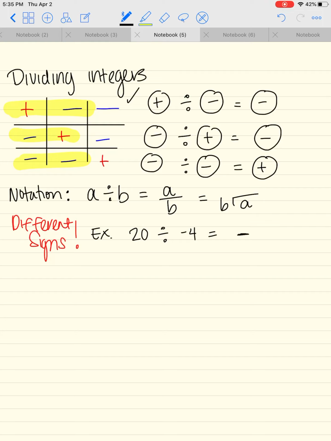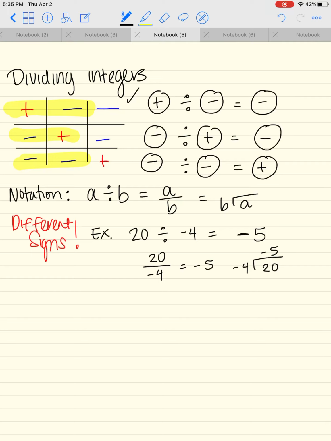And I know that 20 divided by 4, if you think about it, you take 20 and you make 4 groups, each has 5 in it. So this is negative 5. I can also rewrite this as a fraction as 20 over negative 4, which is also negative 5, or in my division box as 20 inside, negative 4 on the outside, and this is also negative 5. Okay, now this is when they have different signs.